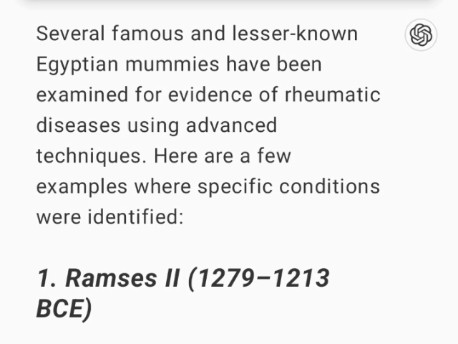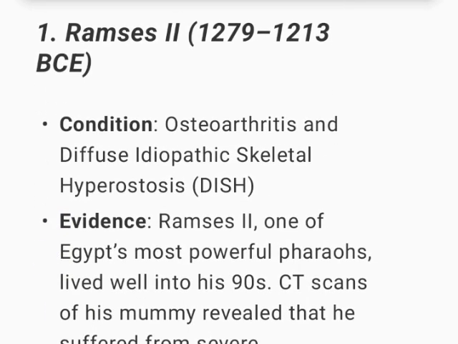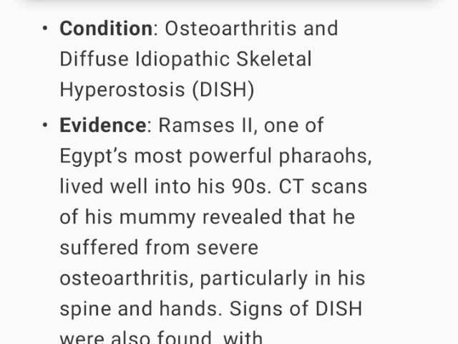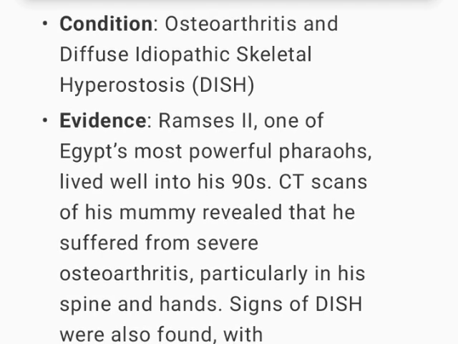Several famous and lesser-known Egyptian mummies have been examined for evidence of rheumatic diseases using advanced techniques. Here are a few examples where specific conditions were identified. 1. Ramses II, 1279 to 1213 BCE. Condition: osteoarthritis and diffuse idiopathic skeletal hyperostosis, DISH.